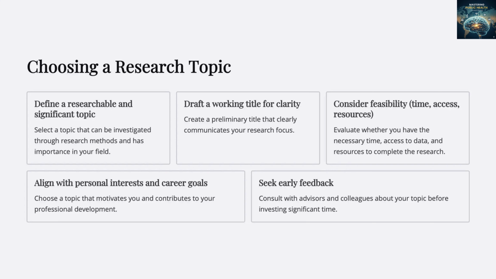The research topic. First, choose a topic you care about and that's feasible. A research topic is a general subject you want to study. Start by writing a working title that's clear and focused. You can even pose it as a brief research question. Make sure the topic is significant. It should add to the field by filling a gap, extending previous work, or offering a new angle. Researchable: you need participants, time, access, and resources. Personally meaningful: the topic should align with your goals and career path. And don't forget to get feedback early.